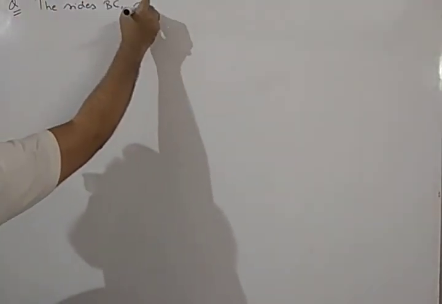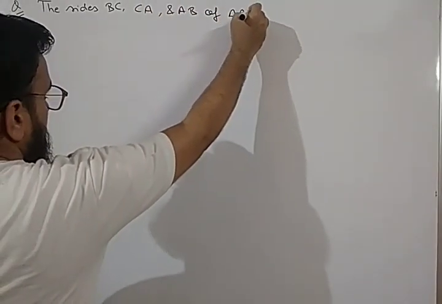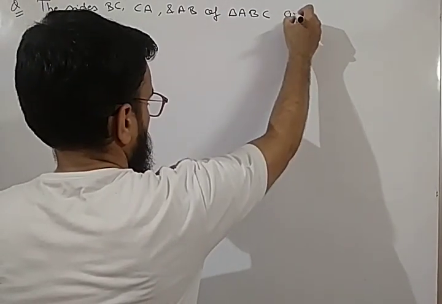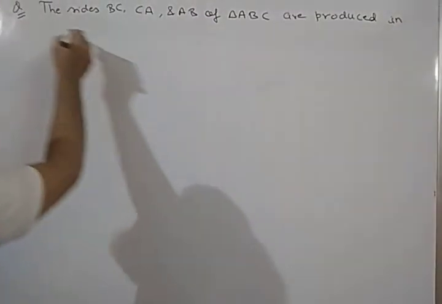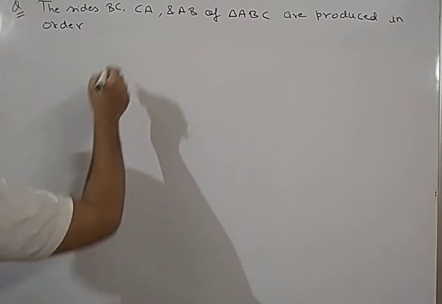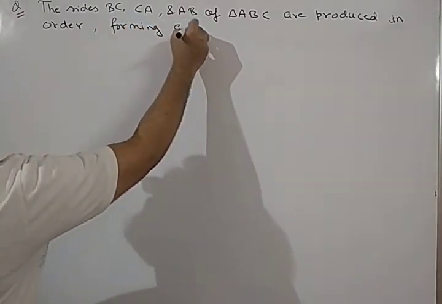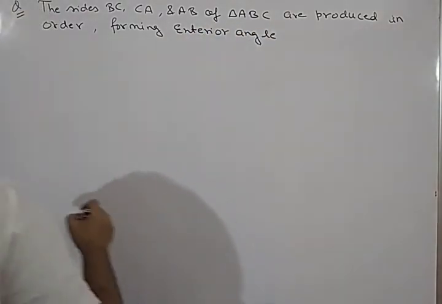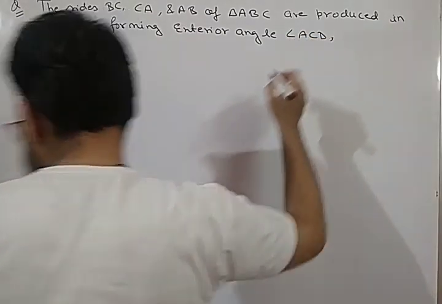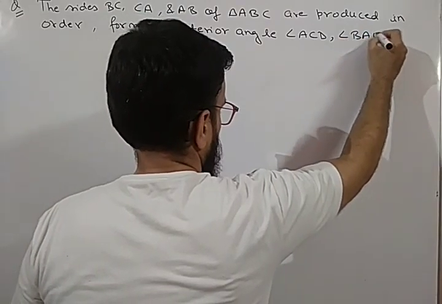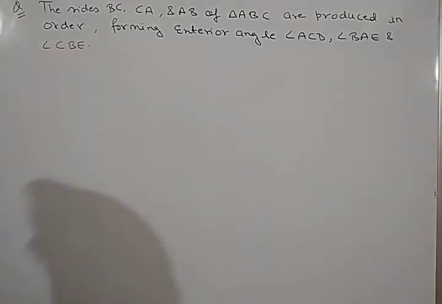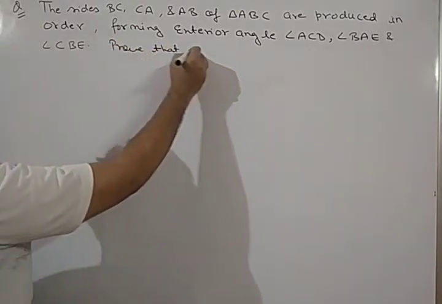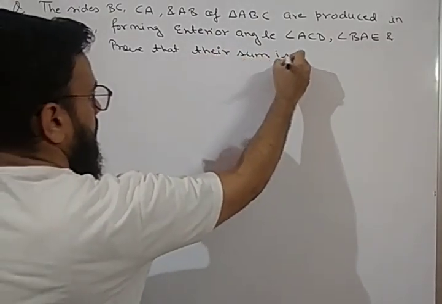The question is: the sides BC, CA and AB of triangle ABC are produced in order, forming exterior angles ACD, BAE and CBE. Prove that their sum is 360 degrees.